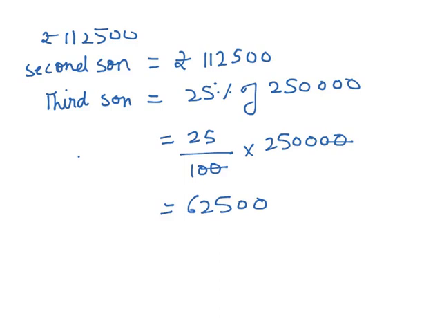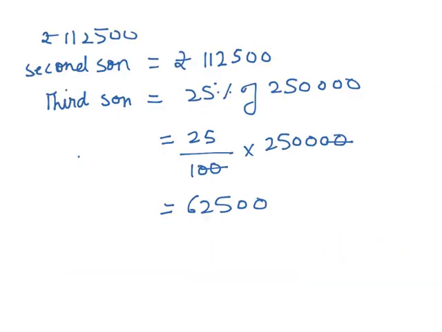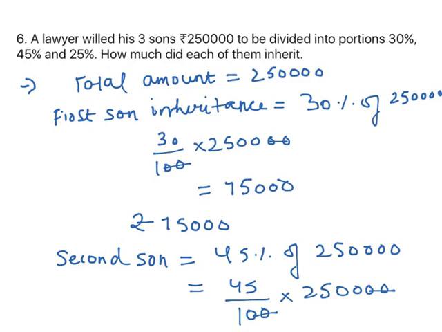So it means the first son will get 75,000, the second son will get 1,12,500, and the third son will get 62,500. So that's how we will solve according to the question.